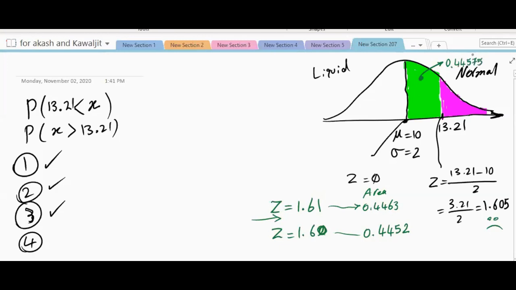0.44575. Nice. Now we found that green area. How can we find the purple area? I want you to answer this question.